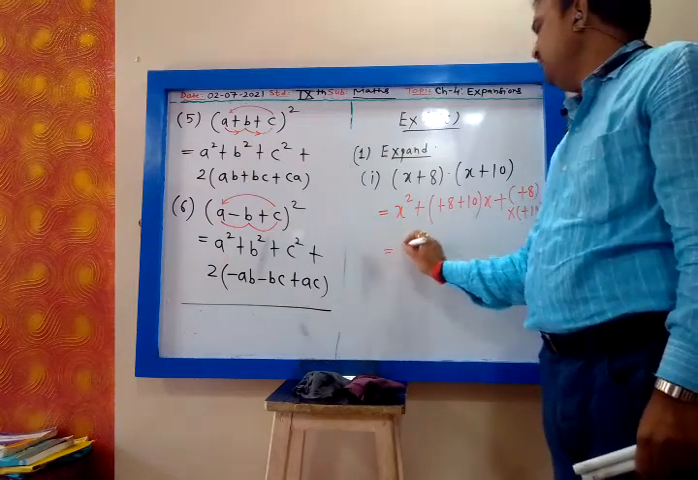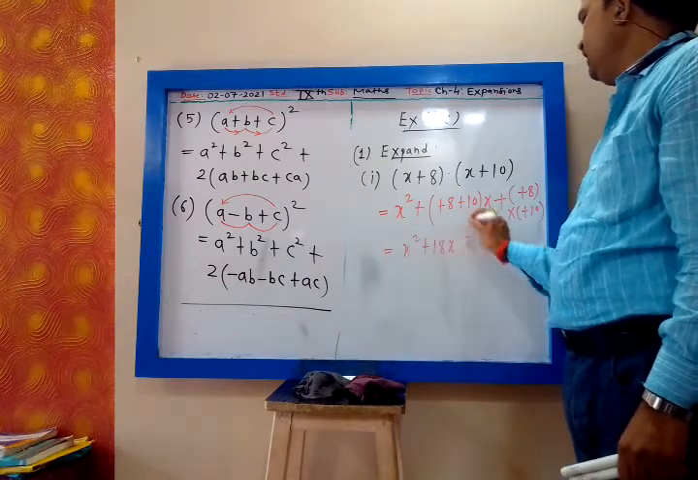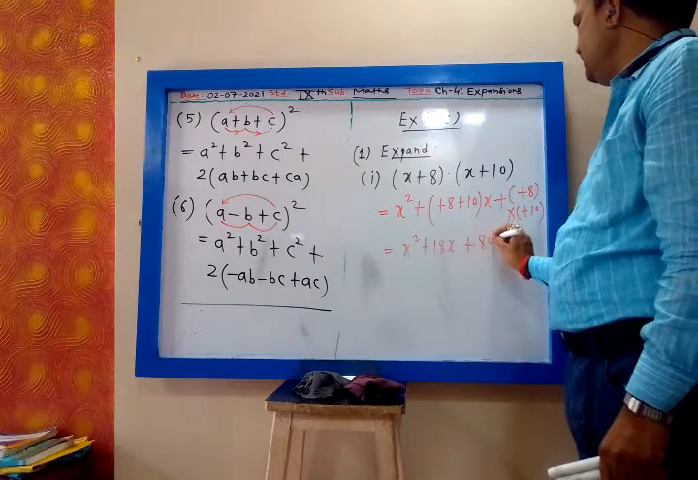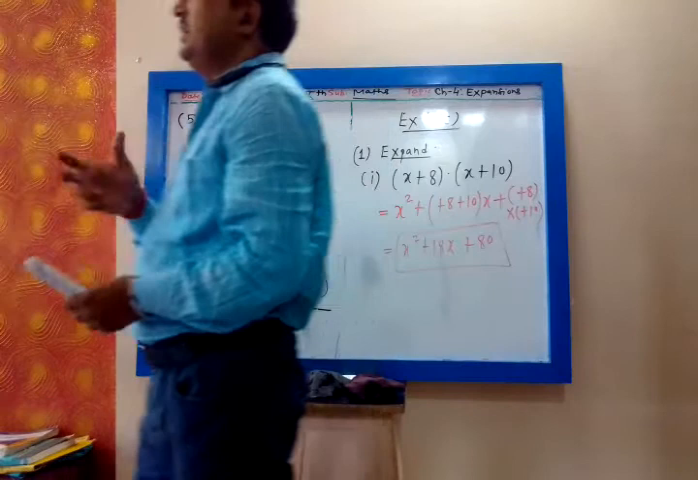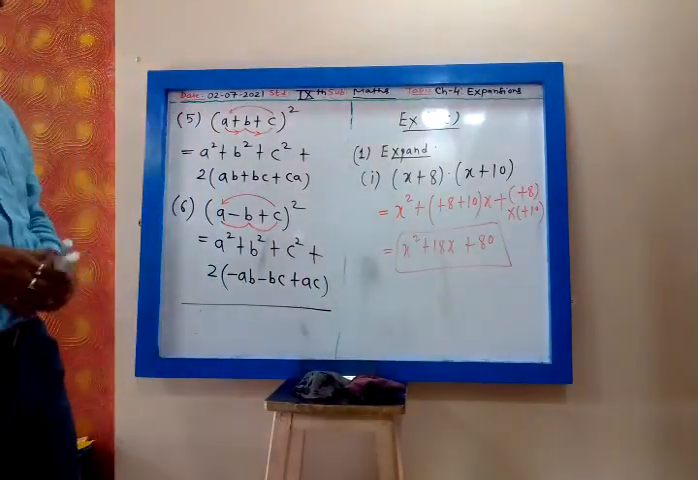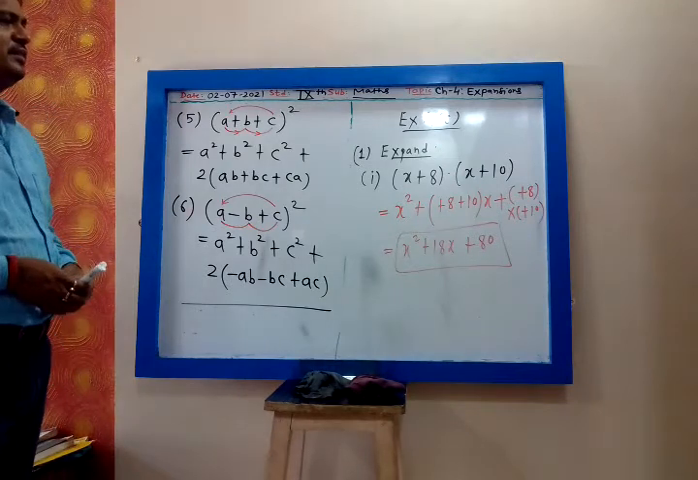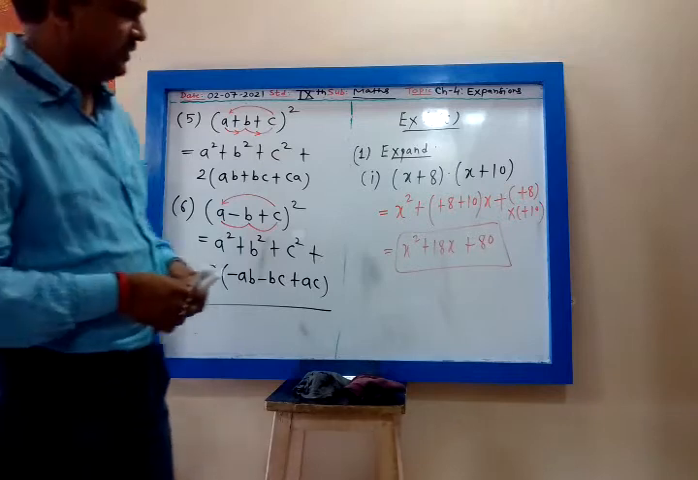So that is x square plus 10 plus 8, 18x, plus 8 into 10, that is 80. This is the answer. So remember the technique, do not remember the formula. In between we add the numbers with their usual sign and last we multiply the numbers with their usual sign.